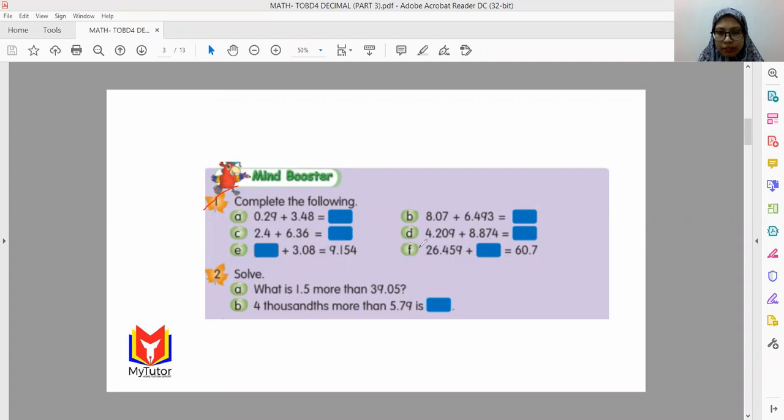So let's do F. For F, again, we already have the answer given. What number, when you add it to 26.459, gives you 60.7? What is the number in this blank? When you add to 26.459, you get 60.7. So like I told you, take the answer and then you subtract.